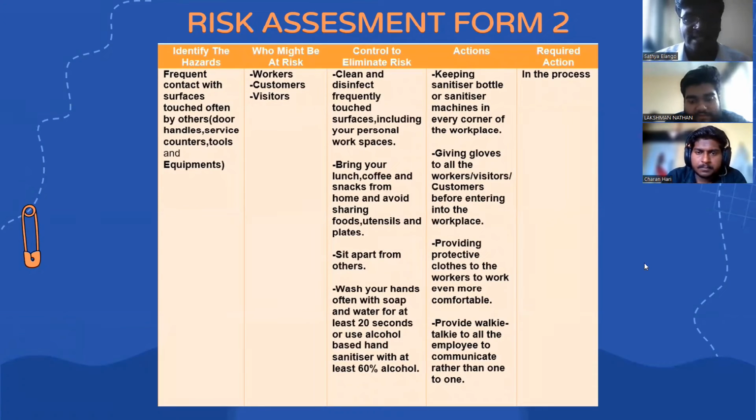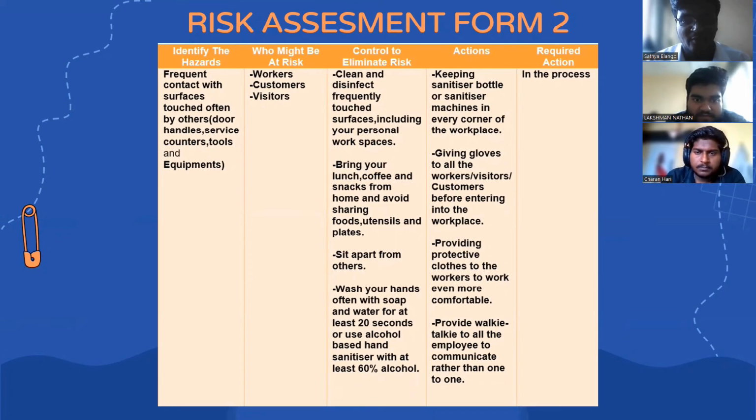So now let's see the second risk assessment form that we created for the company. So the hazard is frequent contact with surfaces touched often by others, which are door handles, service counters, tools, and equipment. So who might be at risk? Workers, customers, and visitors.